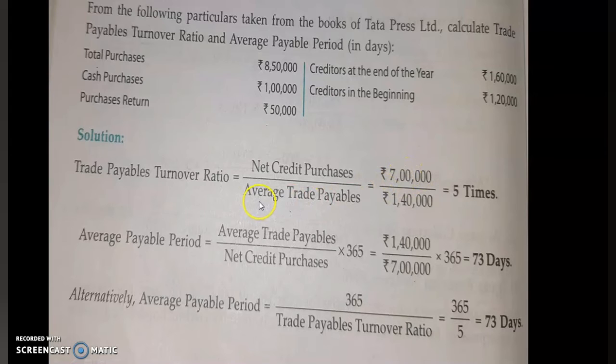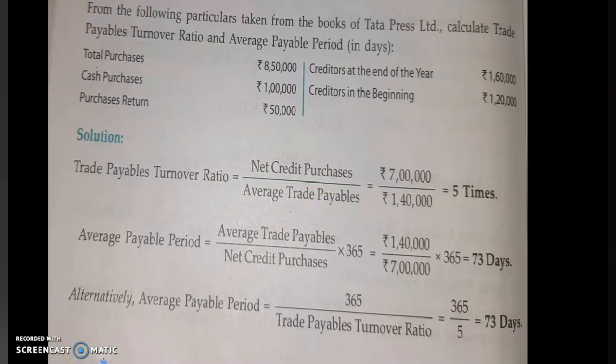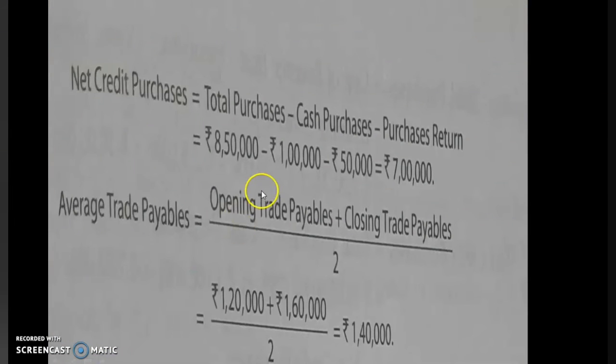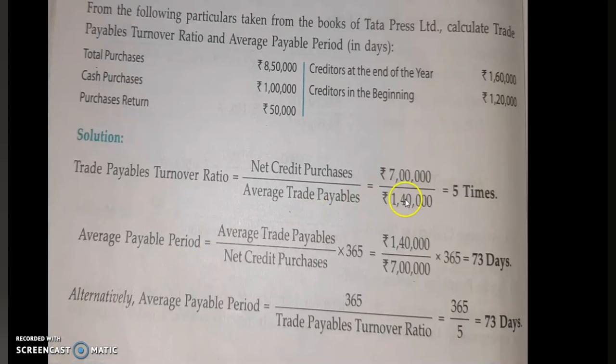The amount of net credit purchases after calculation, you got 7 lakh, that you will write here. And how to find average trade payables? What is the formula to calculate it? Opening trade payables plus closing trade payables divided by 2. 1,12,000 plus 1,60,000 divided by 2, that will give you the result 1,40,000. So write that amount 1,40,000 over here, divide it, you will get the answer as 5 times.